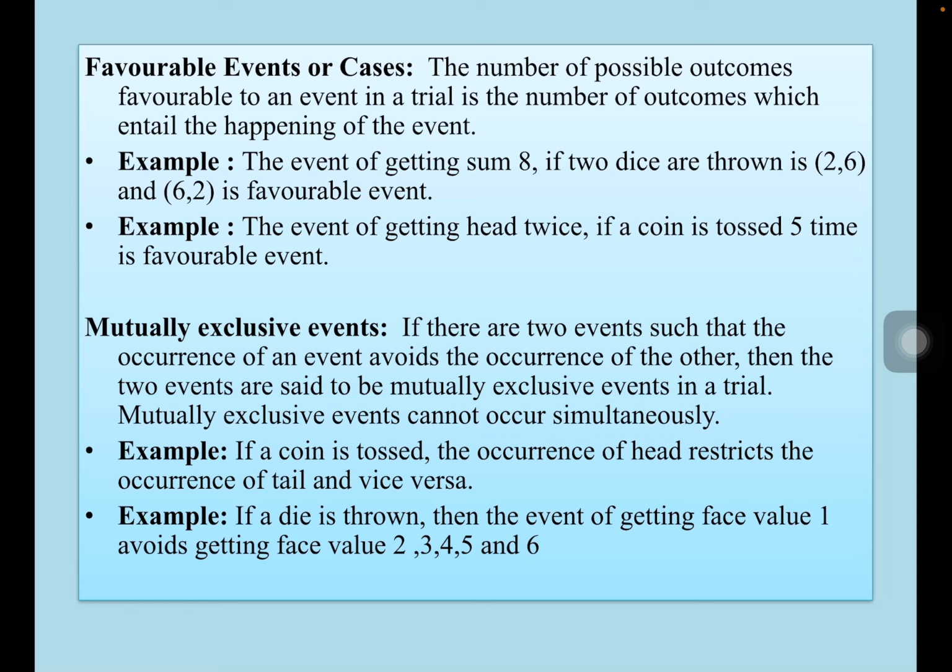Then mutually exclusive events. If there are 2 events such that the occurrence of an event avoids the occurrence of the other, then 2 events are said to be mutually exclusive events in a trial. Mutually exclusive events cannot occur simultaneously. For example, if a coin is tossed, the occurrence of head restricts the occurrence of tail and vice versa. That means, you will get either tail or head, both you will never get together.